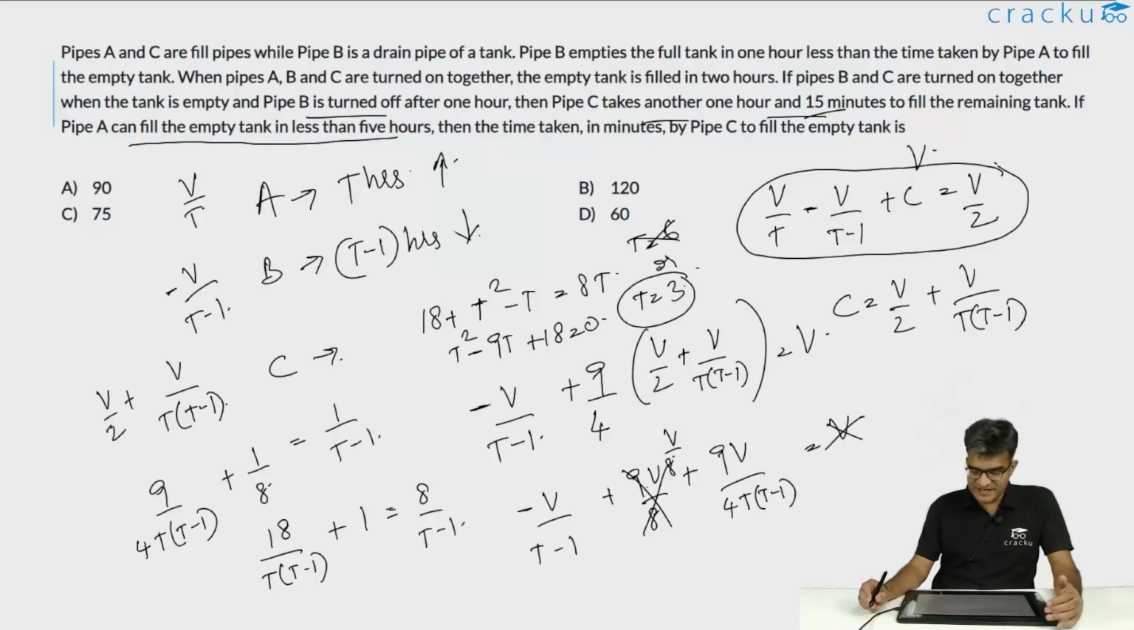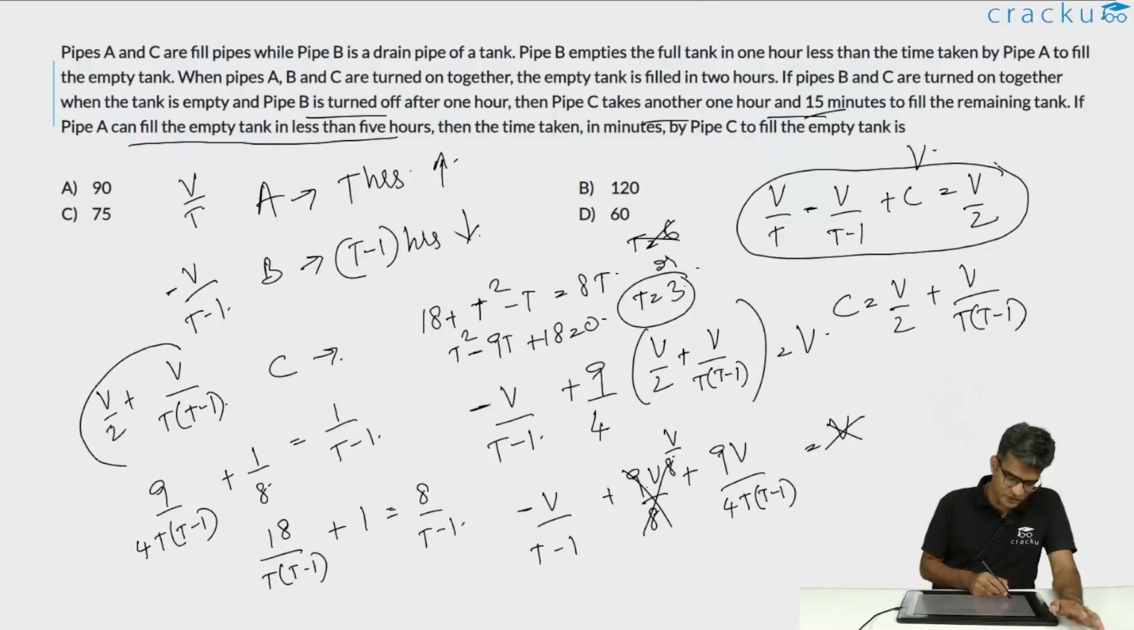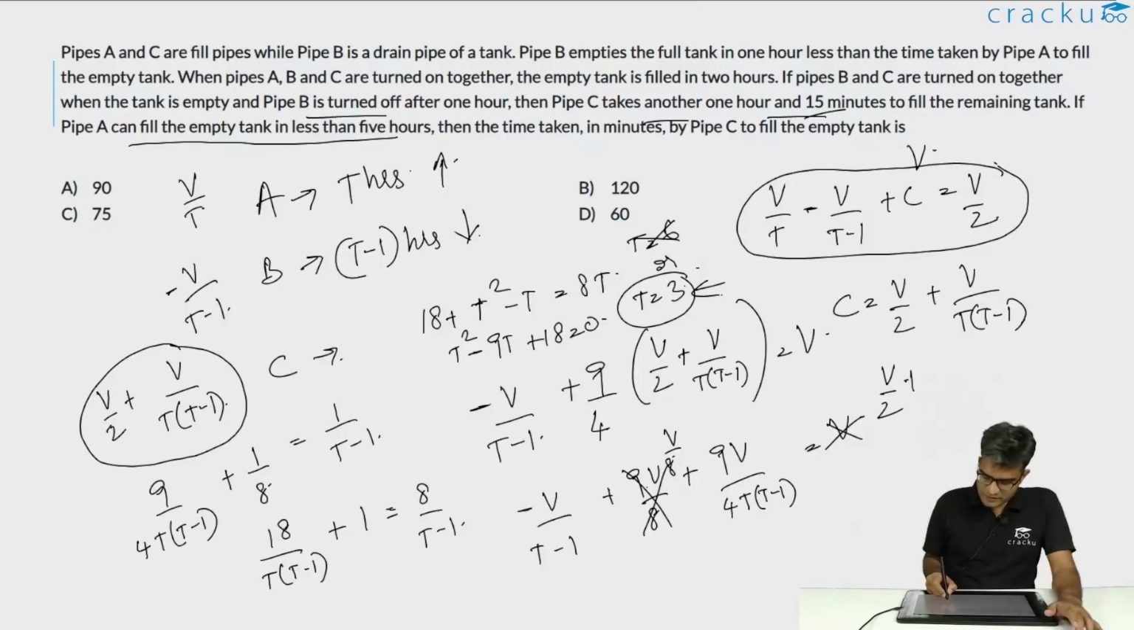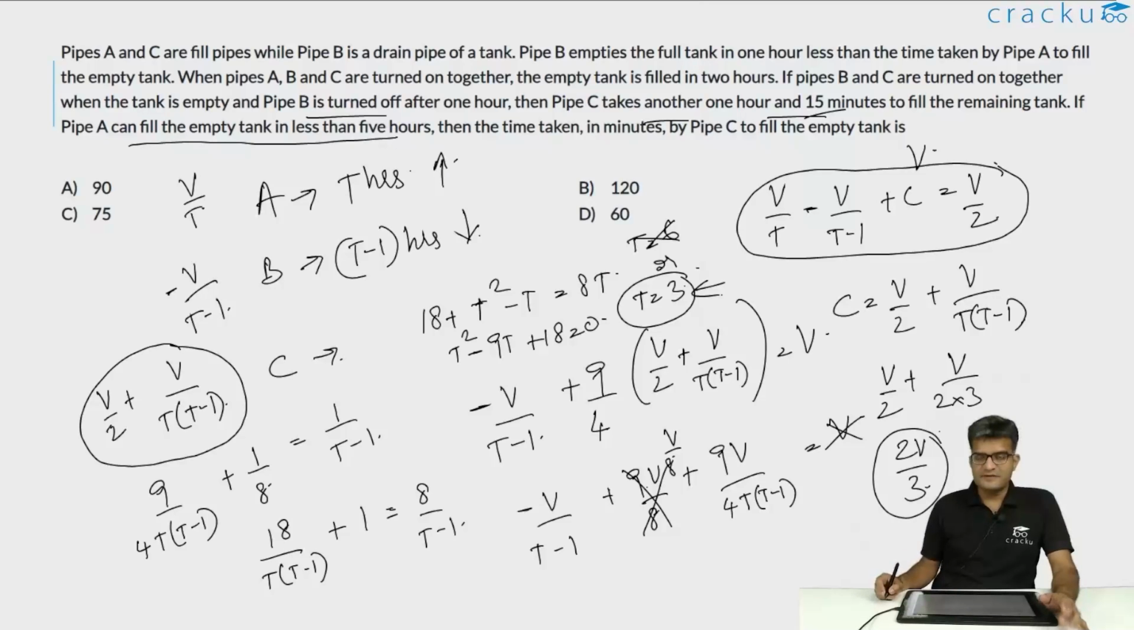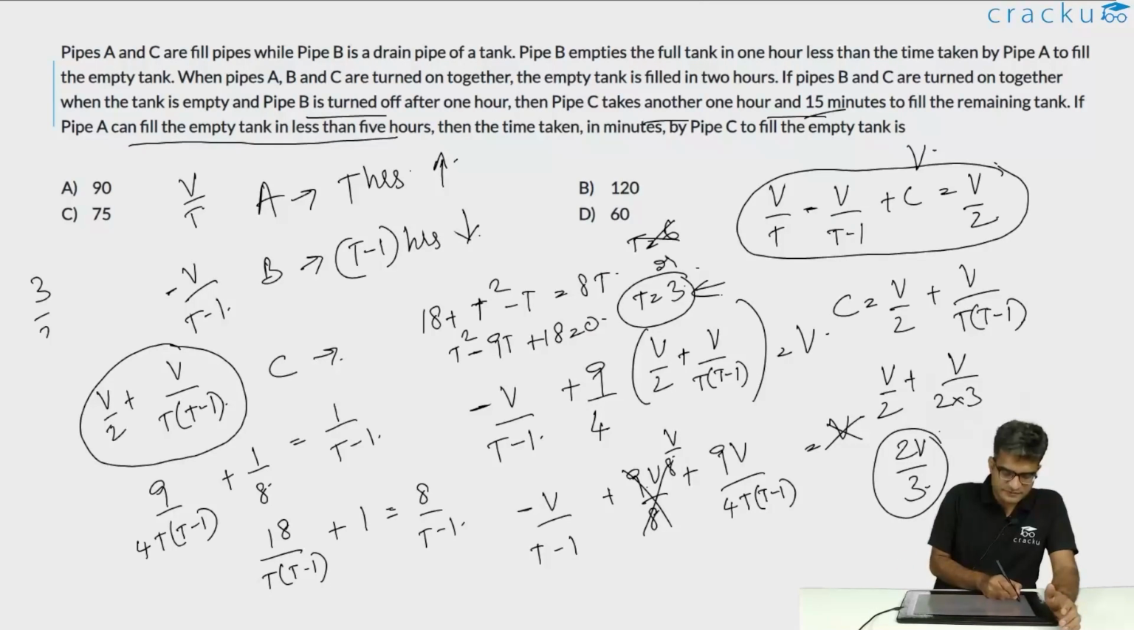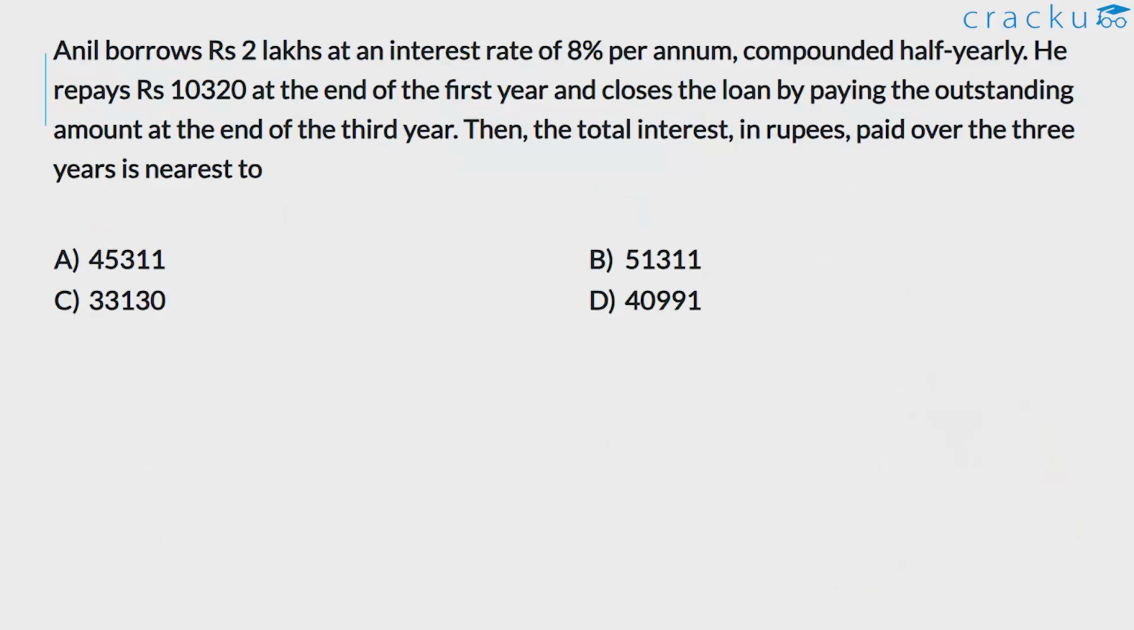So how much time is taken by C to fill an empty tank? What is the amount of water that is filled by C in 1 hour? That is V by 2 plus V by T into T minus 1. The value of T is 3. So the amount of water filled is V by 2 plus V by 2 into 3, which is V by 6. V by 2 plus V by 6 is 2V by 3. This is the amount of water filled by C in 1 hour. So the time it takes to fill the entire tank is 3 by 2 hours, which is equal to 90 minutes, which is option A.